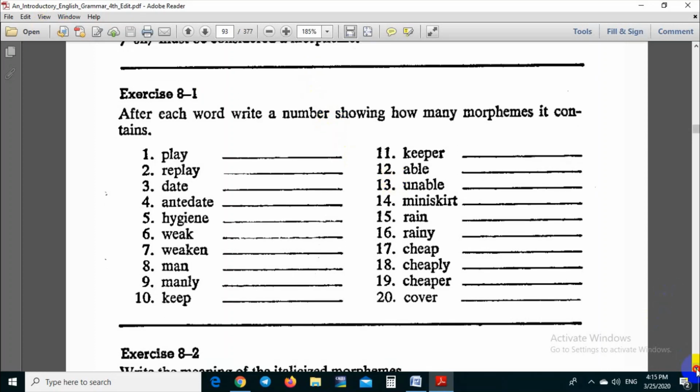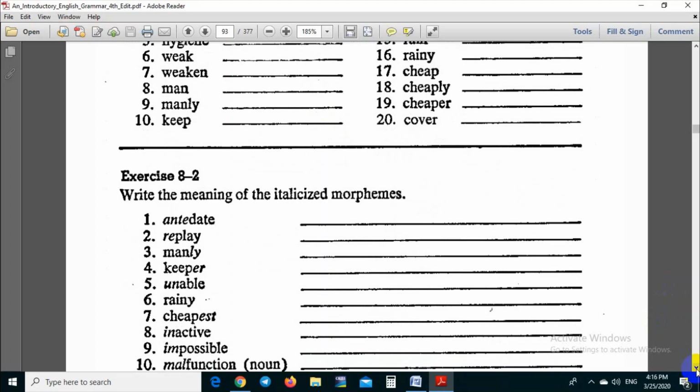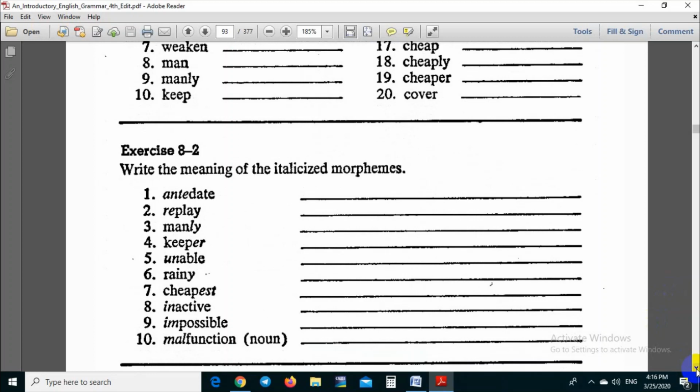Exercise 8.2: write the meaning of the italicized morphemes. Here, of course, you know that each morpheme has meaning, or it carries meaning. Each morpheme has meaning by itself, or it adds meaning to other morphemes. So here you need to know what is meant by each italicized morpheme. For example, replay, it means what, and manly, the ly means what, keeper, the er means what, unable, the un means what, and so on. So here we know that unable, for example, serves the meaning of negative, of none.